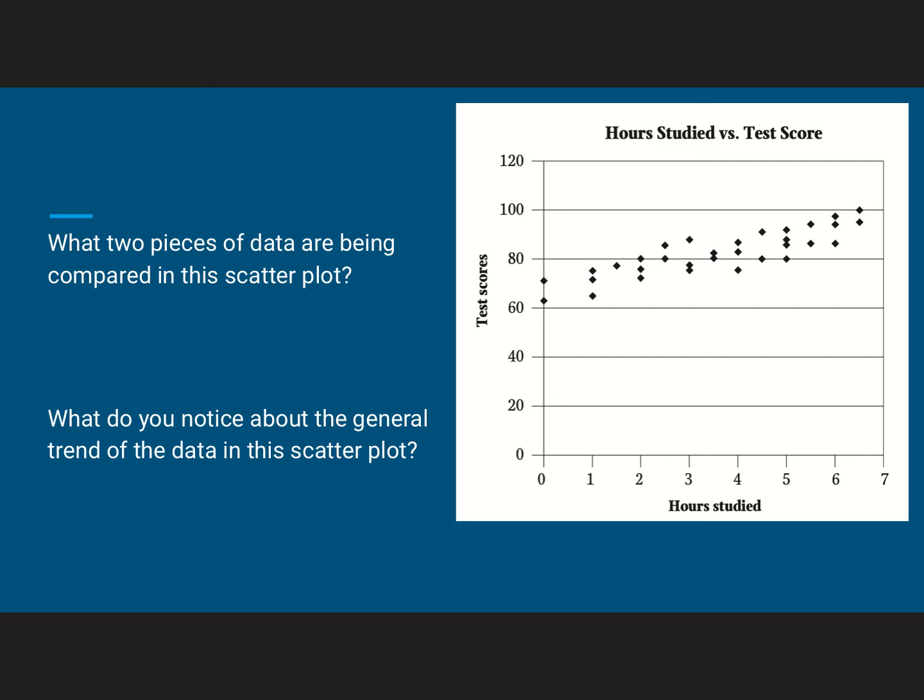We're being asked a couple questions about it. First question is, what two pieces of data are being compared in the scatter plot? Where can I find those? Well, if you'll notice, the title here tells us this is hours studied versus test scores. There's the information. We see our test scores on our y-axis and our hours studied on our x-axis. So here we are comparing hours studied versus test scores.